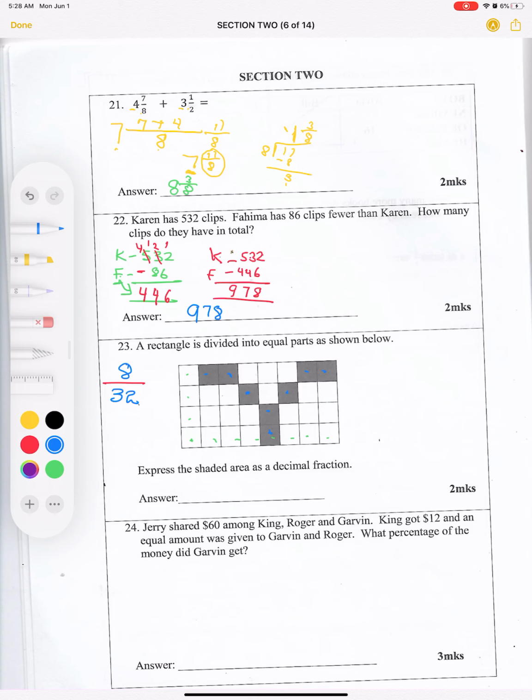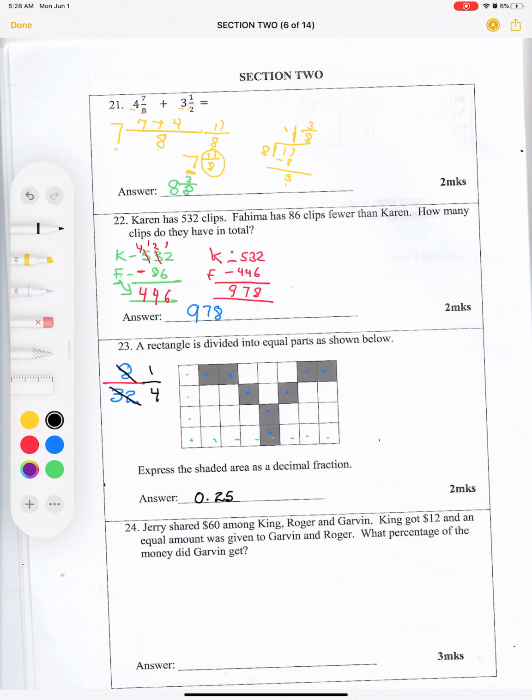Right? That can be reduced. 8 into 8, 1. 8 into 32, 4. So that's 1/4. 1/4 as a decimal is something that you should know by heart. 1/4 as a decimal is 0.25.